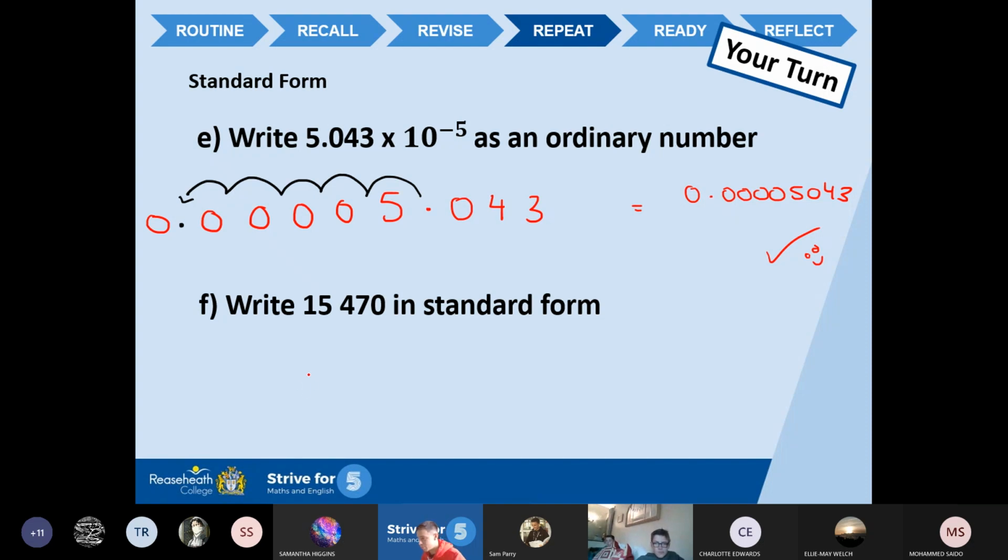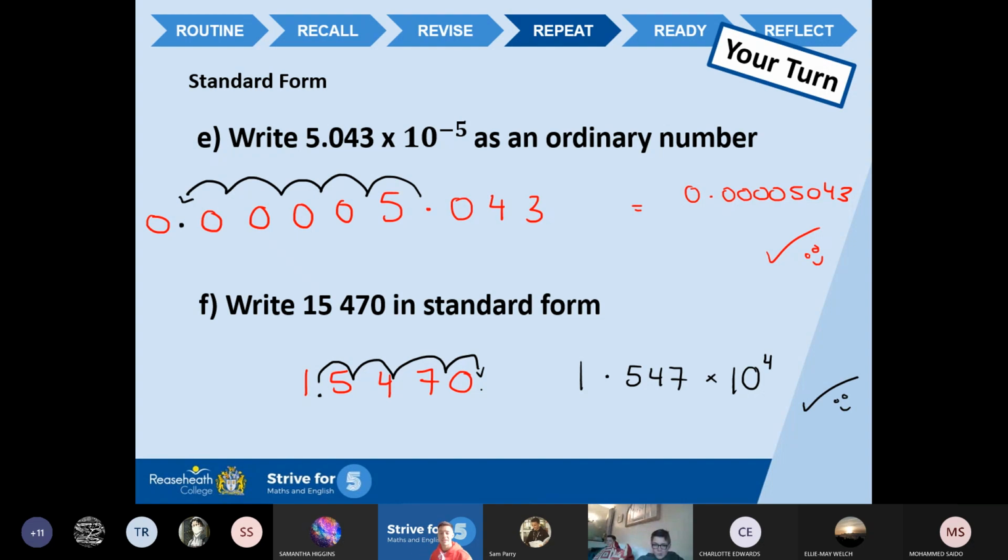Last one. Nice and big. 15470. The decimal point goes in after the first number. So, boom. It leaves me with 1.547 times 10. How many jumps did it take? Because the decimal point started at the end of the number. So, that's where it was originally. How many jumps to get from there? It's 4 jumps. 10 to the power of 4. That is standard form. Conversions between ordinary to standard form and standard form back to ordinary.